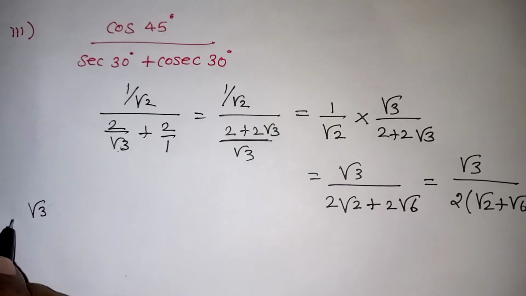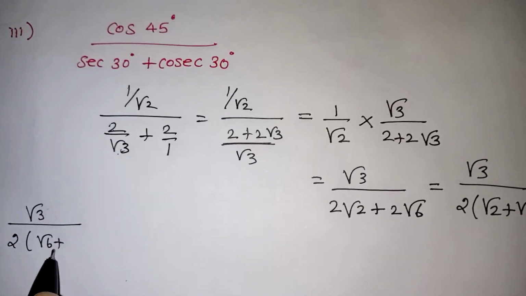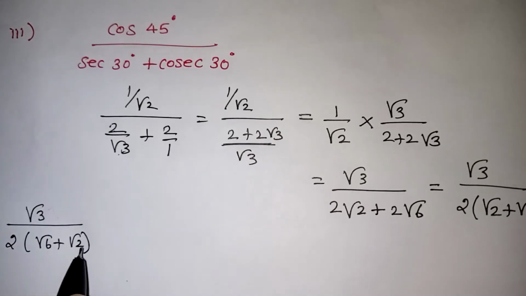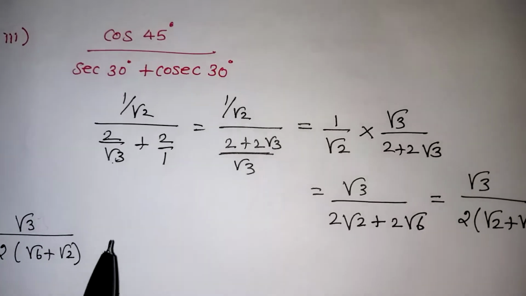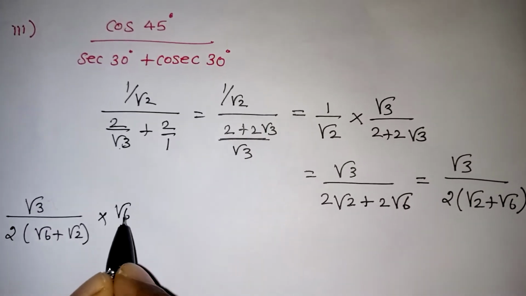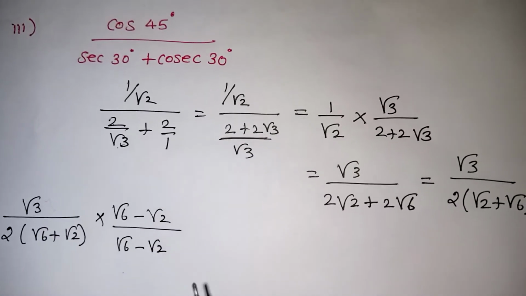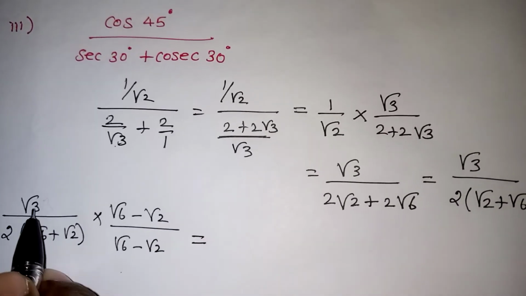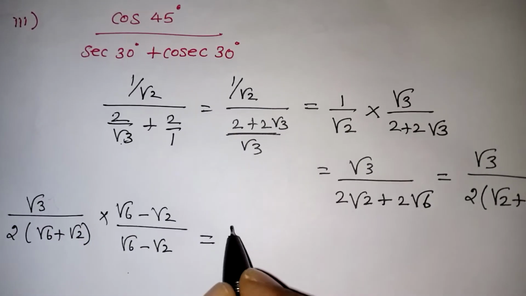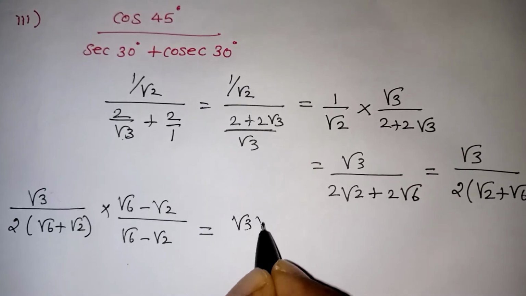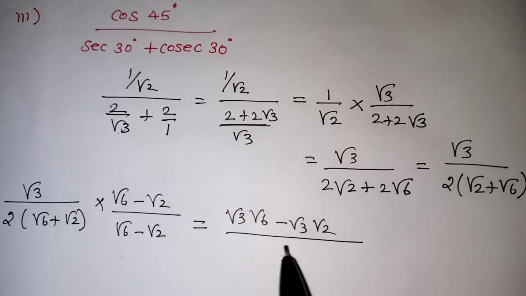So here we have root 3, and 2 into root 6 plus root 2 we are taking. Now this one we need to vanish. So what we should do is multiply and divide by root 6 minus root 2. Now in the numerator, root 3 should multiply with root 6 and root 3 should multiply with root 2 also. So the numerator will become root 3 into root 6 minus root 3 into root 2, root 3 multiplied with both the terms.